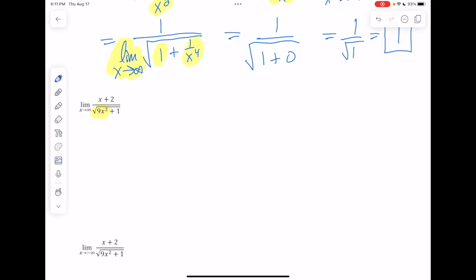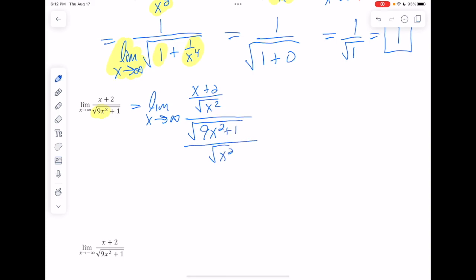What would happen there? So we're taking the limit as x goes to infinity. On the top, I'm going to take x plus 2 and divide that by the square root of x squared. And then I'm going to do the same thing on the bottom: square root of 9x squared plus 1 divided by the square root of x squared. So what is the square root of x squared?